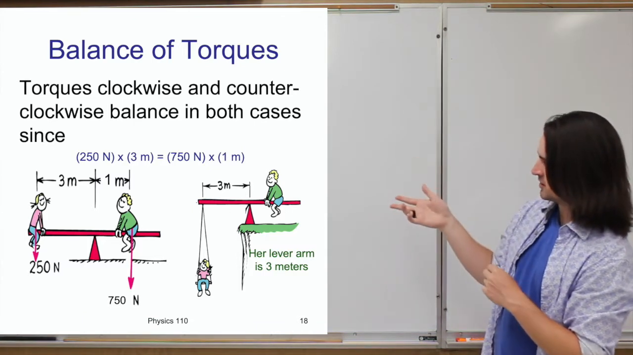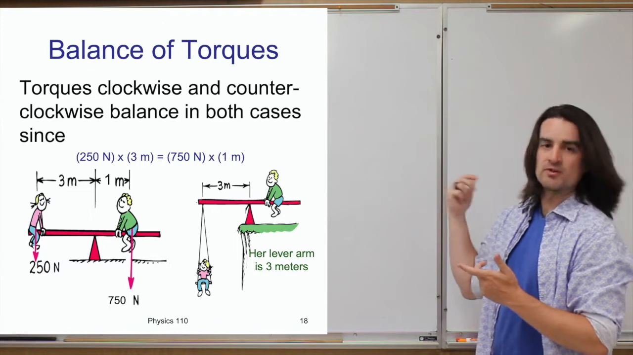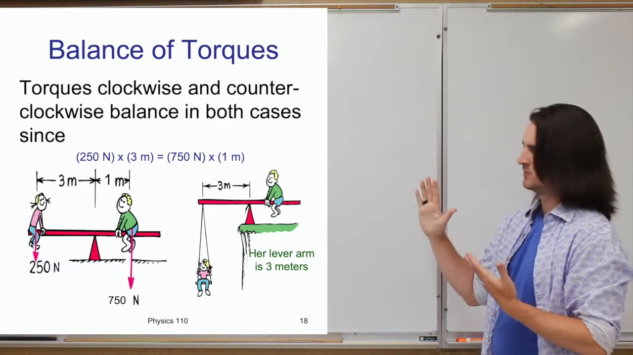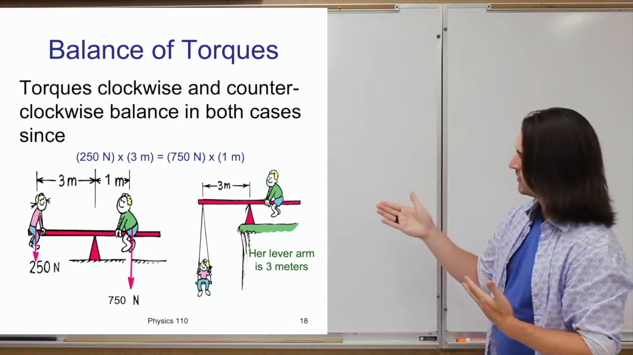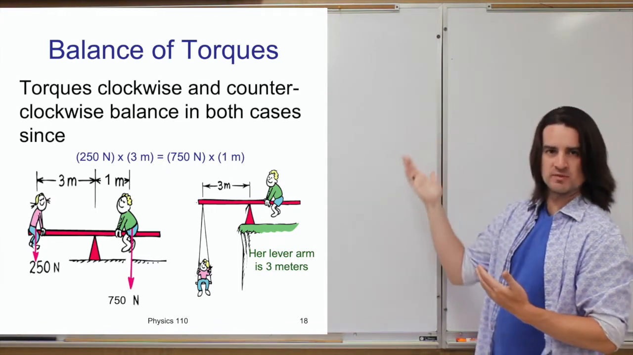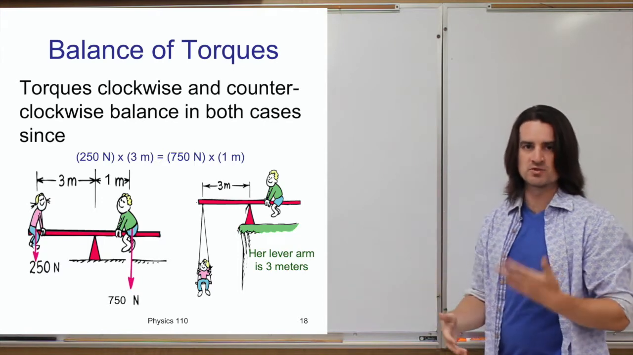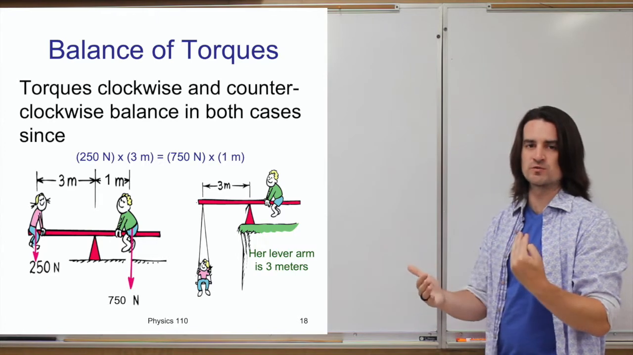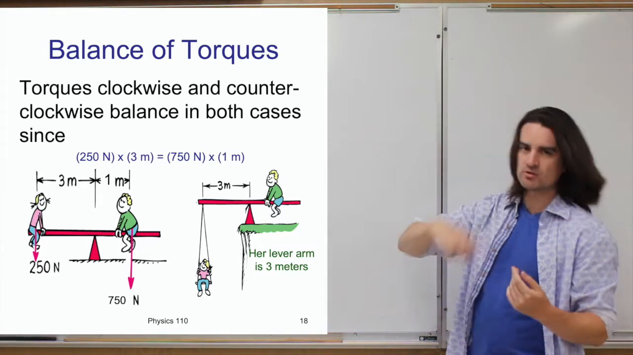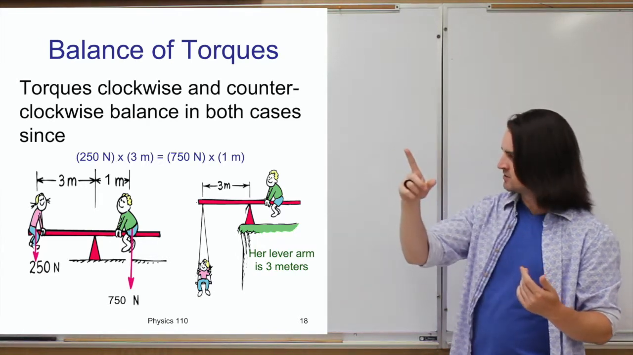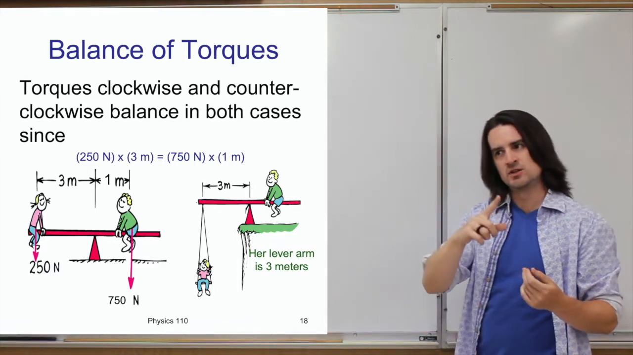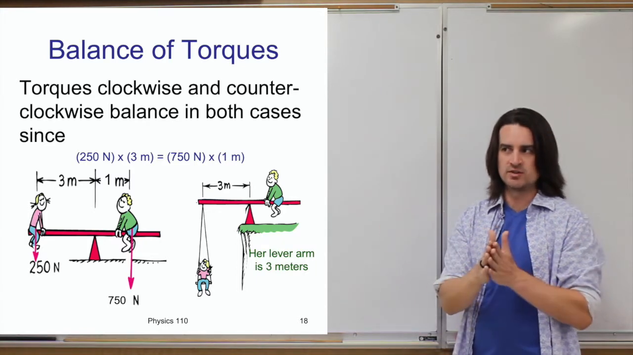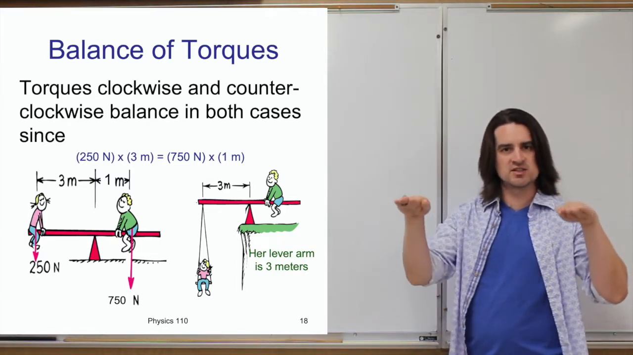Versus the adult here, they're 750 newtons, but they're only 1 meter away from the axis of rotation. So the torque that they're exerting is 750 newtons times 1 meter is 750 newton meters of torque. So they're actually balanced, right? There's 750 newton meters of torque trying to go counterclockwise from the child, and 750 newton meters of torque trying to go clockwise, right? So there you go, they balance each other out. There's no net torque on the situation, and it's going to stay balanced.